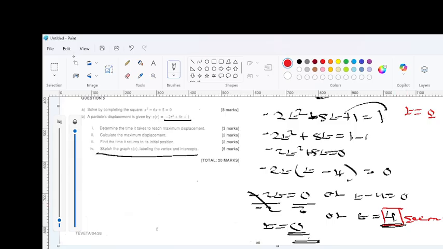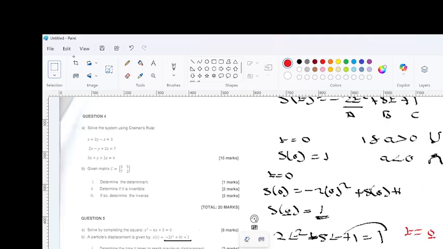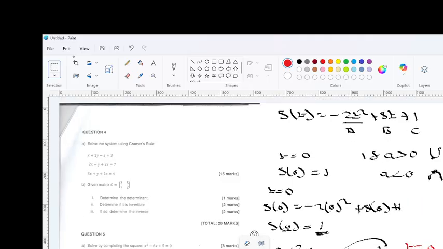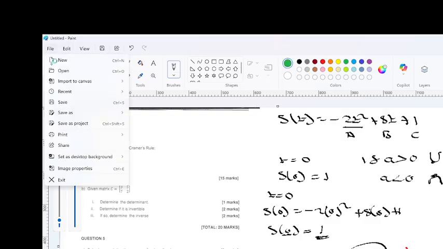Okay, let's move to question 4. The question reads, sketch the graph of s(t), labeling the vertex and the intercepts. For the sketching part, I'm going to use the details which are just written here. This is where my conclusion was from. Let me erase this part.